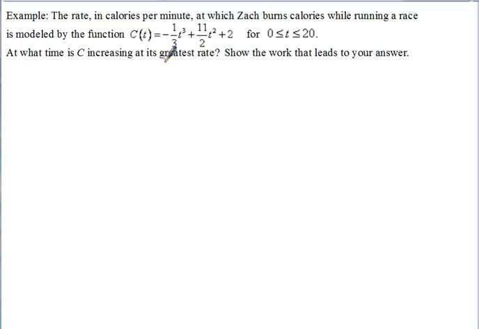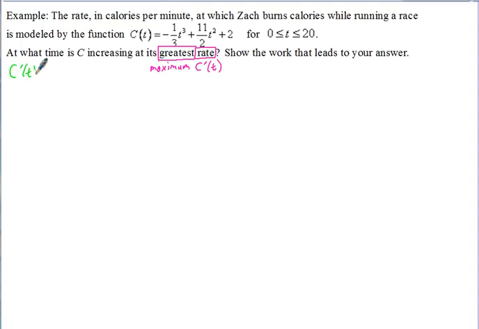We want to know when c is increasing at its greatest rate. Greatest is another word for the most or maximum. So we want to figure out when it's at its maximum. Rate is another word for the derivative. So c's rate would be represented by c prime of t. So we're basically trying to find the maximum of c prime of t, and then show the work that leads to your answer. All right, so let's go ahead and find c prime first of all.